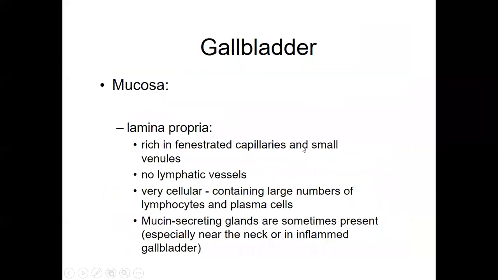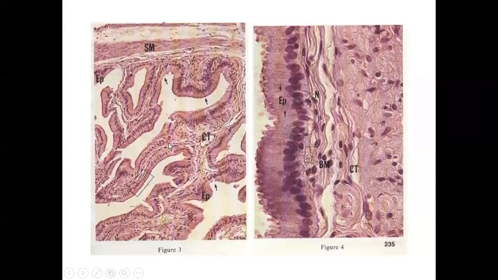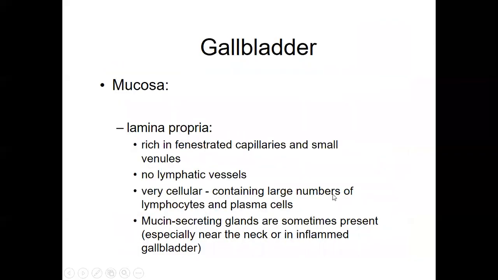But the most important thing about the lamina propria is that it's very cellular. You can see here, very cellular, right? It contains a lot of cells. But somehow it does not have a lymphatic vessel here. Although it has very rich capillaries and small venules, it does not have a lymphatic vessel.